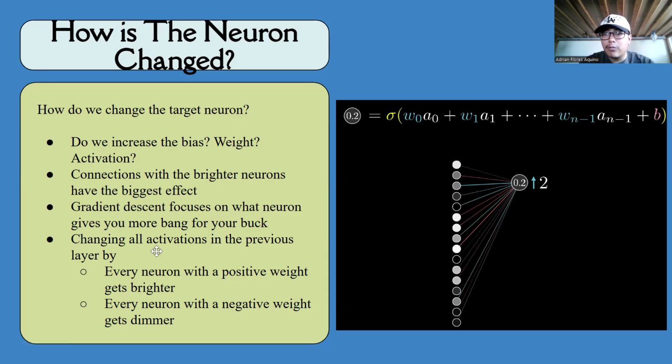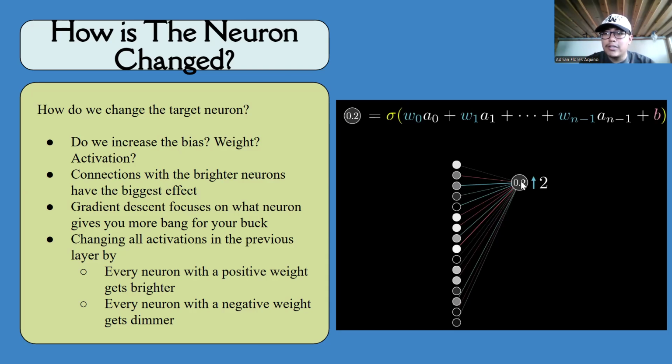So in other words, it pretty much depends on which neurons would have a higher impact, compared to the ones that don't really have much of an impact at all, right? So when changing the activations in the previous layer, every neuron with a positive weight gets brighter, and every neuron with a negative weight gets dimmer. Like I was saying before, we are changing the activation for each neuron to greatly affect the neuron that we actually want to change.